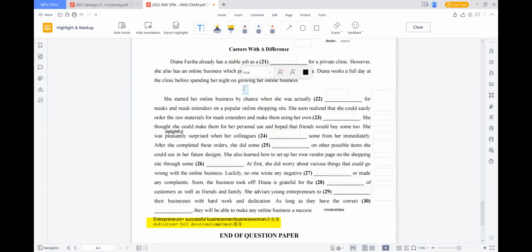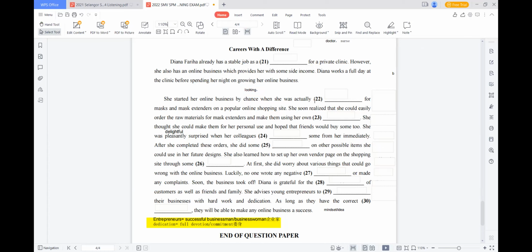Okay, any one of you can type. Okay, no, right? So I'm not going to type out your answer. Okay, some say looking, some say bought. Okay, I'll just type out here. Looking. Okay, some say actually she was... Let's look at bought now. One like this one. Okay, she was actually bought for mask and mask extender.